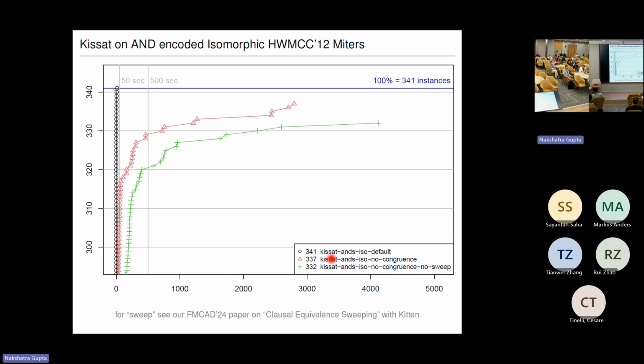If you disable congruence closure, you get this red line, so you cannot solve all of them. And if you switch off another optimization, which is semantic SAT sweeping, and this is explained in our FMCAD paper, which is upcoming, then you lose even more, okay? And note again, these are really trivial problems, and KSAT is already optimized for these problems, so the other SAT solvers are much worse.